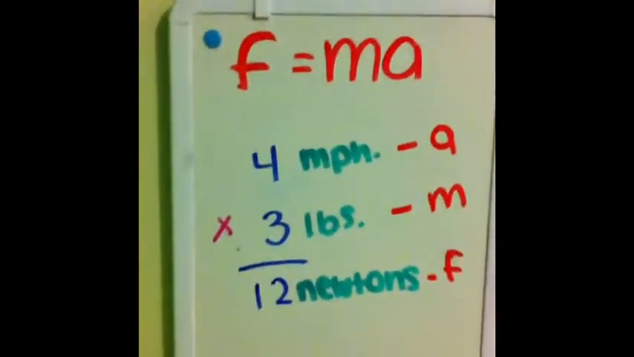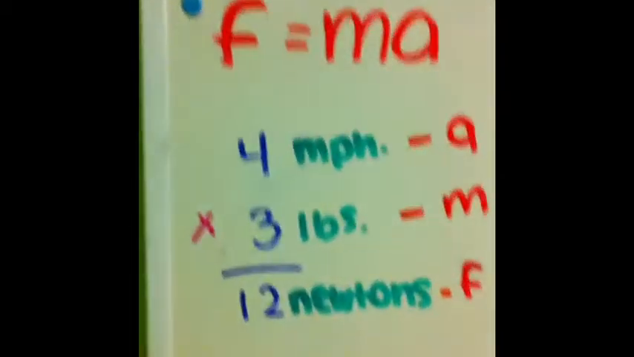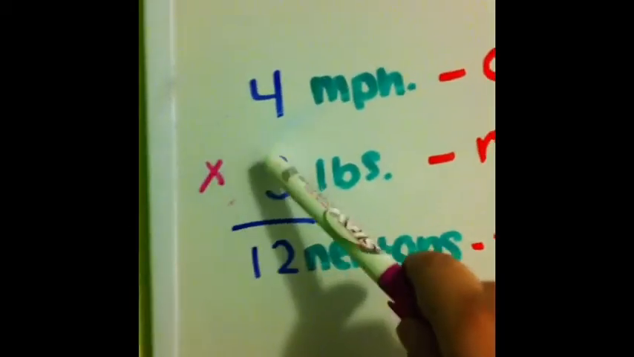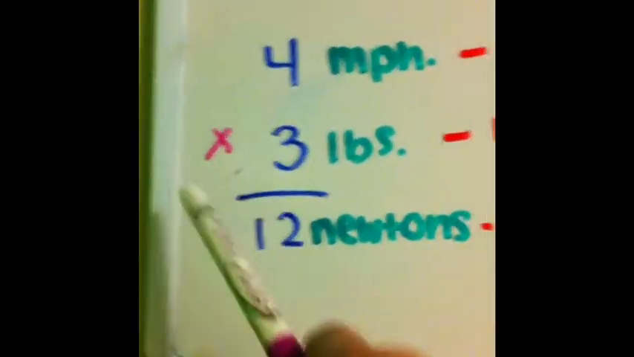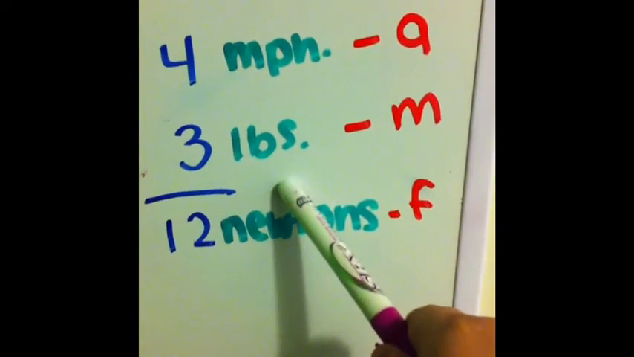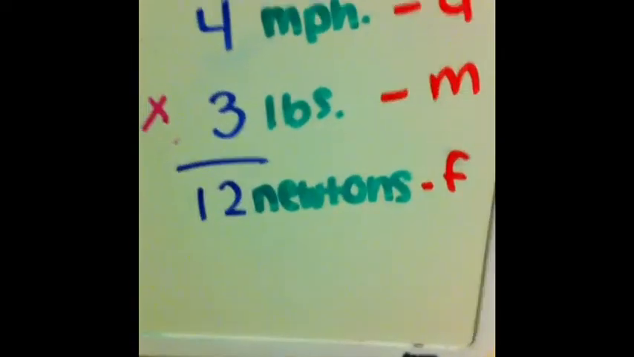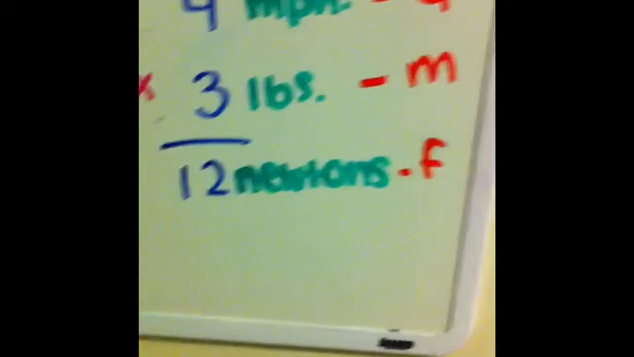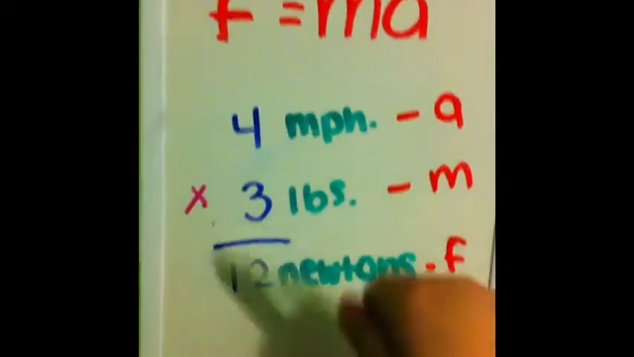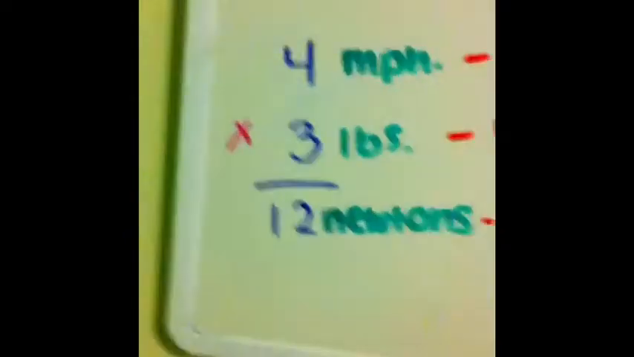Example 2, I'm going to show you how to calculate F equals ma. So here's an example of how you would calculate force. Force equals mass times acceleration. So say Chowder was going 4 miles per hour, so that's the acceleration, times 3 pounds, which would be the mass of the thing that she was carrying, equals 12 newtons, which is the force. So force equals mass times acceleration. Easy enough.